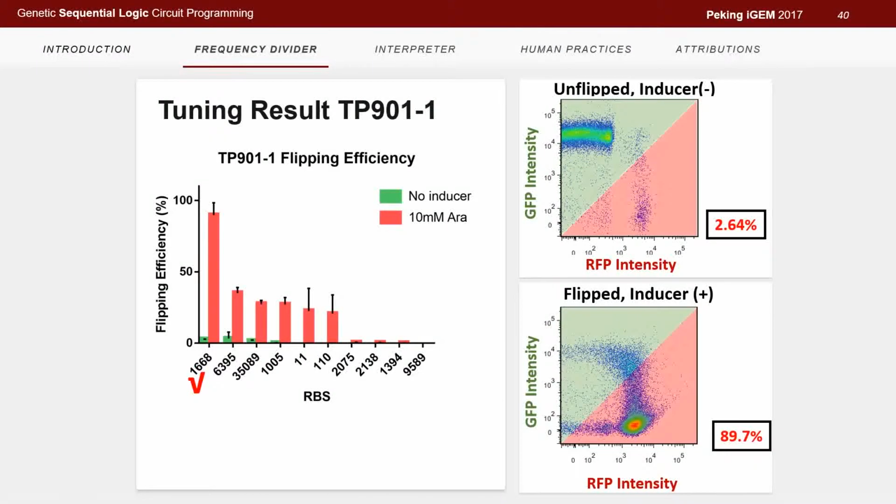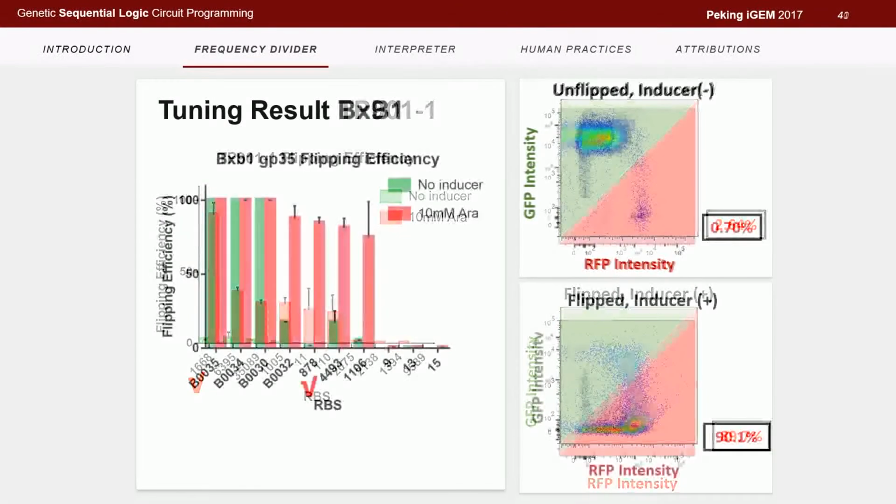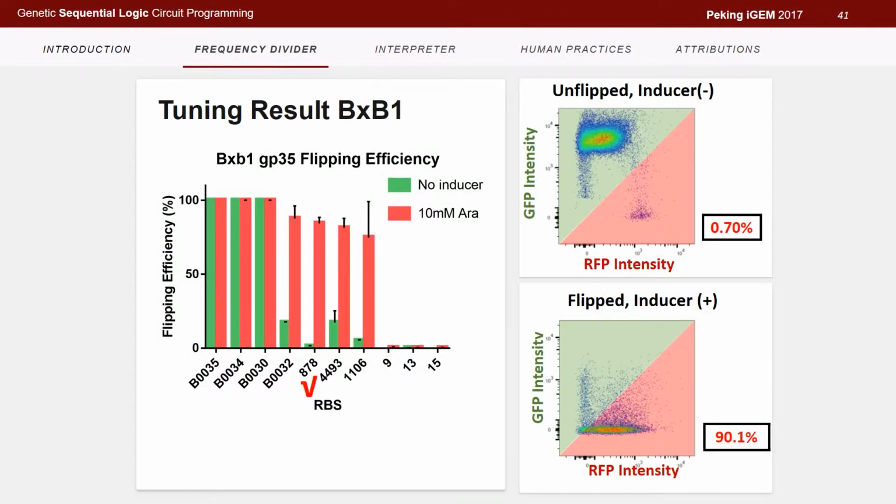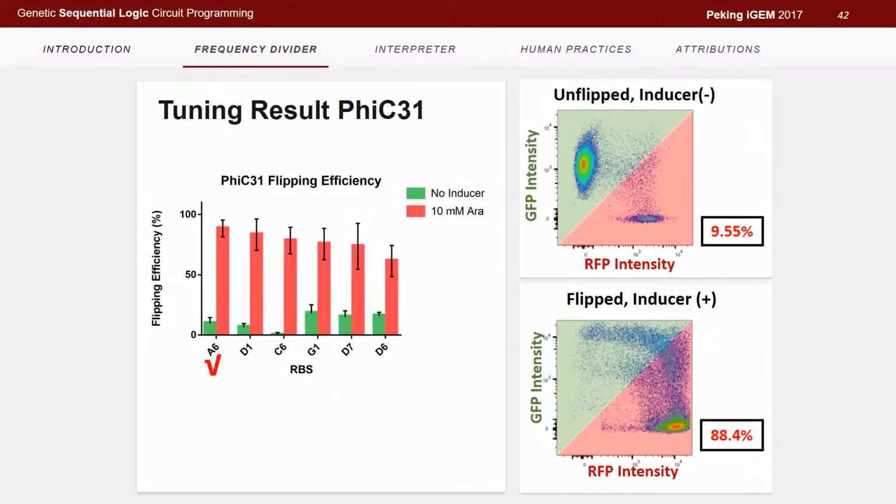We select an RBS with high efficiency. Then we did the same for BxB1, and flow cytometry results show sufficient flipping. φC31 has rather high flipping efficiency. Still, we need to test and find a promoter-RBS pair that has low leakage.